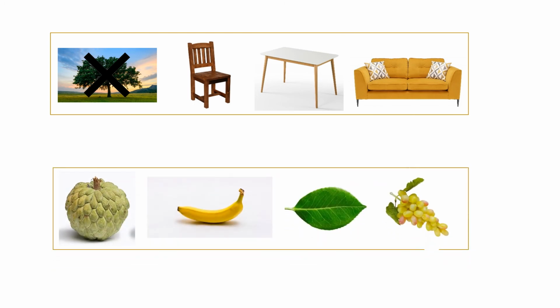Custard apple, banana, leaf, and grapes. Which is the odd one? Leaf. Because leaf is not a fruit, and that is why it is the odd one out.